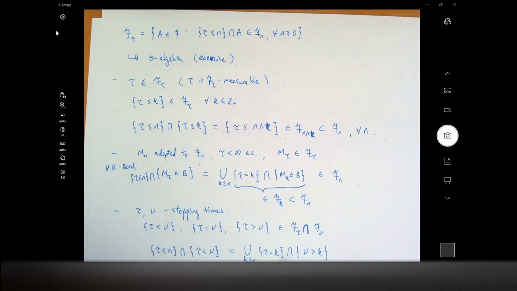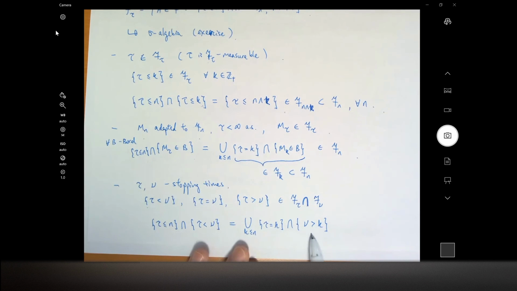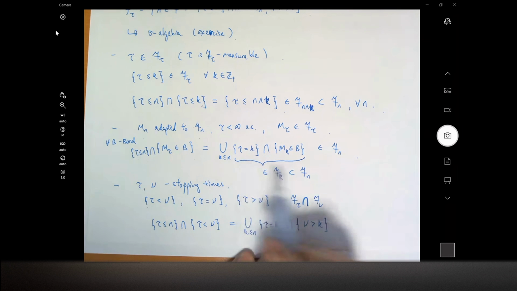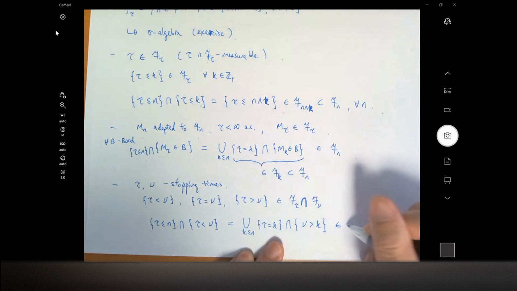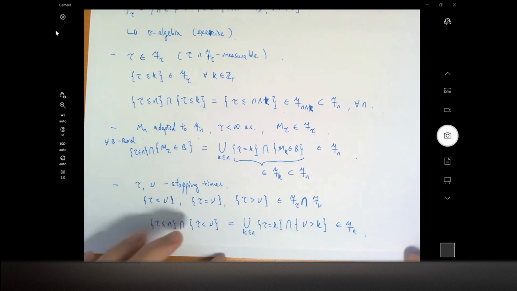So again, this is inside Fk, and because nu is itself a stopping time, this event is inside Fk as well, by definition. All right, so using the same argument as above, this will be inside Fn. And similarly, you can get the result for the others.